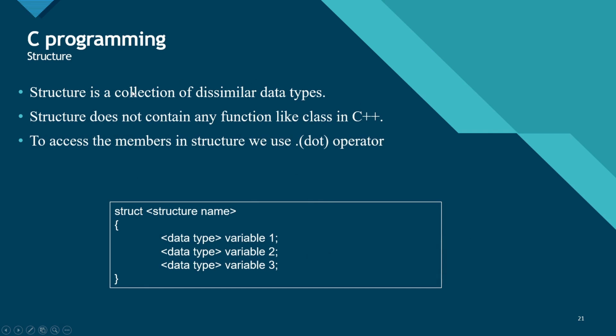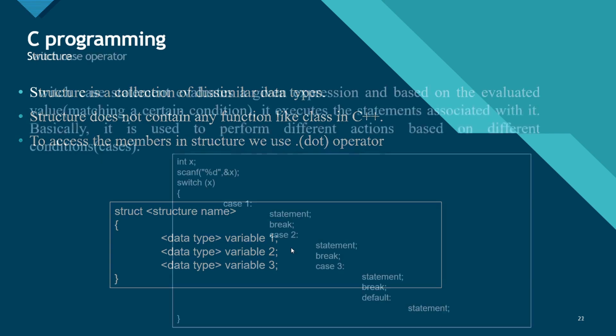Structure. Structure is a collection of dissimilar data types. This does not contain any function like C++. To access the members of structures, we use the dot operator. This is the skeleton of a structure: structure name, data type, variable name, variable 1, variable 2, variable 3. First data type and then the variable name.